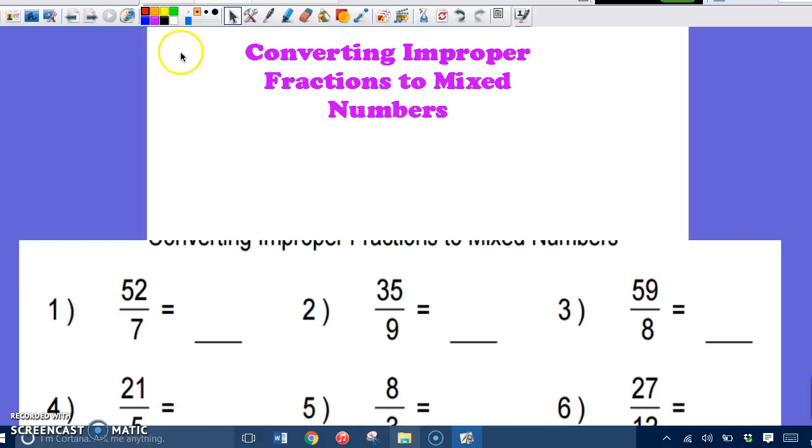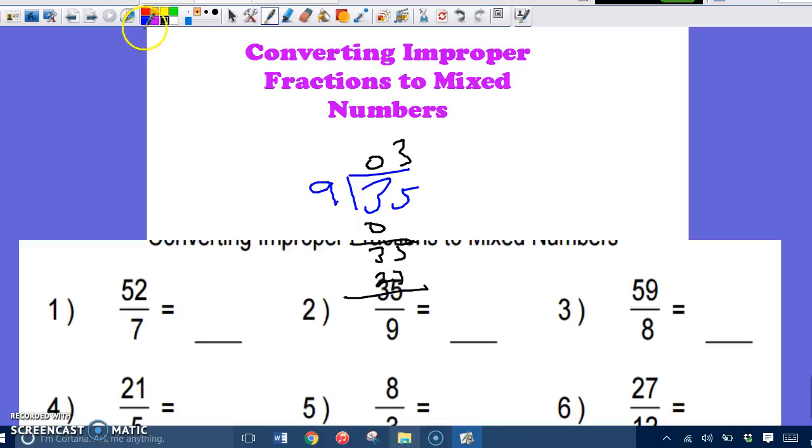Put it down here so I can work up here a little bit, not so much in the way. Remember, I have 9 on the outside of the house, 35 on the inside. Here we go. The way I like to divide, 9 will not go into 3. 9 goes into 35, which was 3 times. 9 times 3 is 27. And your remainder is 8.